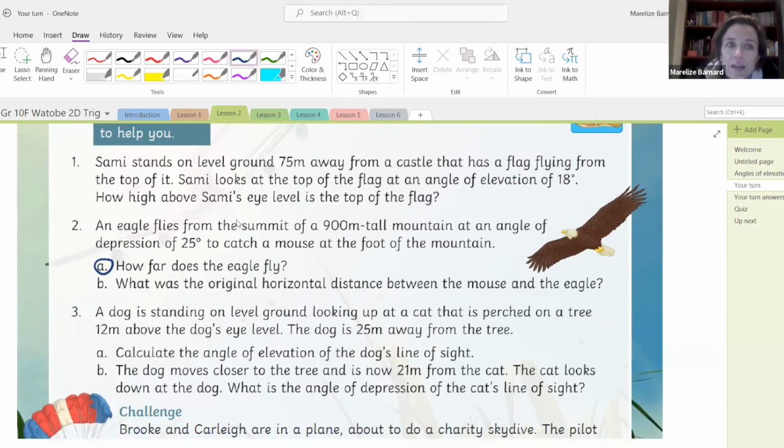So again, I would like for you to draw your diagram first. Take a minute or two to do that. Rough diagram, then your right angle triangle with its information, and then answer the question. Do we all know what the summit is? So the summit is the top of the mountain. Okay, so summit is just a big word for top of the mountain.